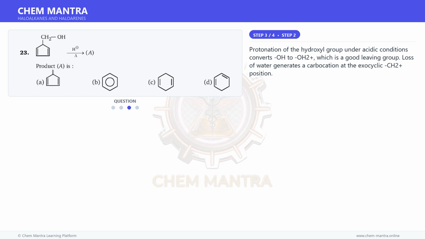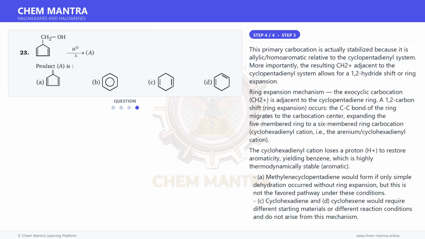Protonation of the hydroxyl group under acidic conditions converts OH to OH2+, which is a good leaving group. Loss of water generates a carbocation at the exocyclic CH2+ position. And for the final step, this primary carbocation is actually stabilized because it is allylic, homoaromatic relative to the cyclopentadienyl system. More importantly, the resulting CH2+ adjacent to the cyclopentadienyl system allows for a 1,2 hydride shift or ring expansion.